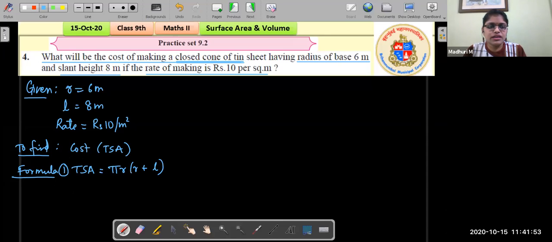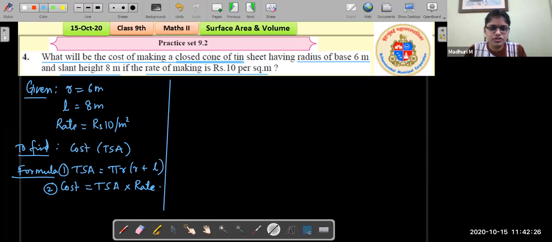And this is the first thing. And the second thing, we have to find the cost. So remember, cost will be equal to TSA times the rate. Cost is whatever is asked. Suppose it was volume, then that would be volume times rate. Here it's the total surface area, so that would be total surface area times the rate. I hope you all are following. And the next step, are we given r? Yes, we have r, we have L. So what will be the roadmap? It is simple, find the TSA first and then the cost. All right, so let's get started with the solution now.